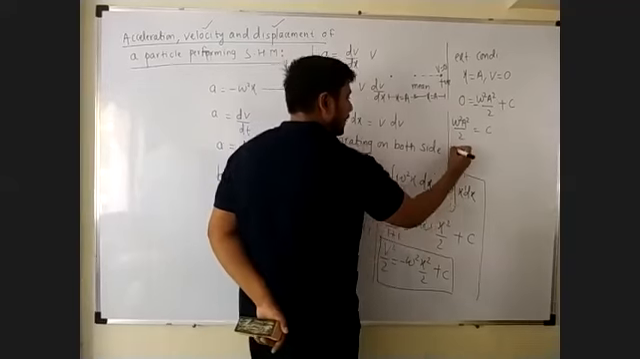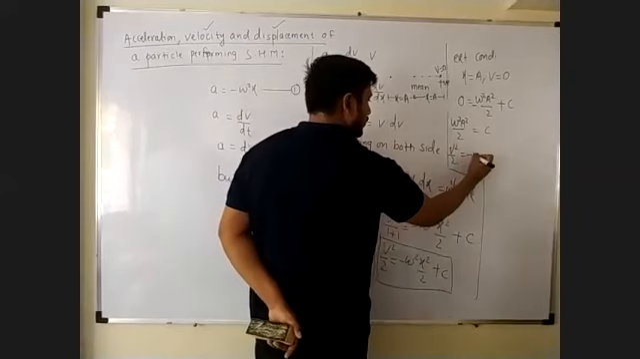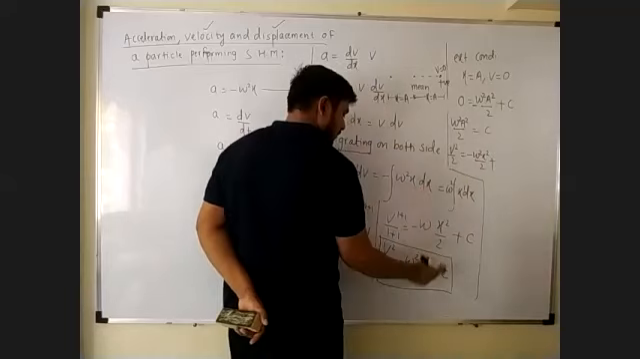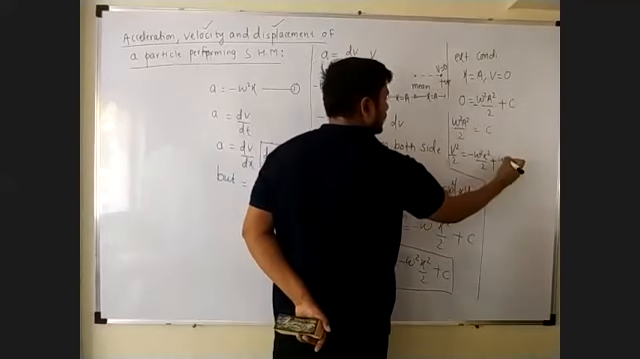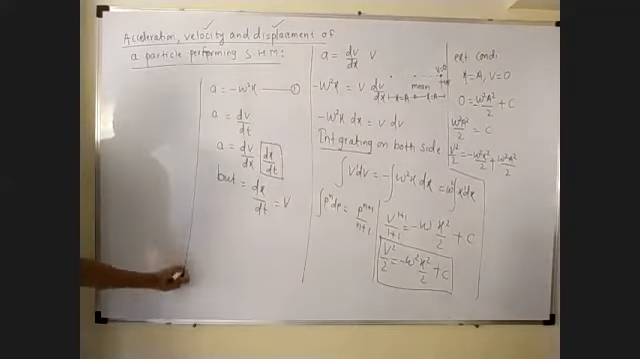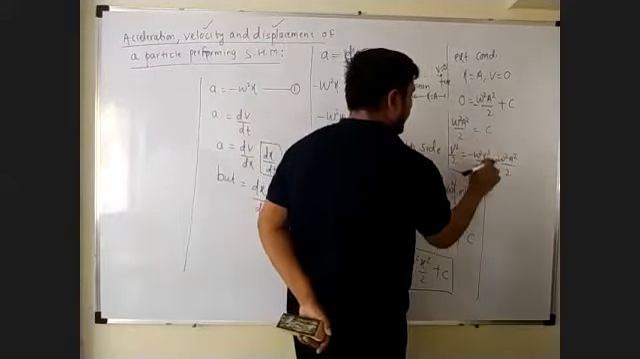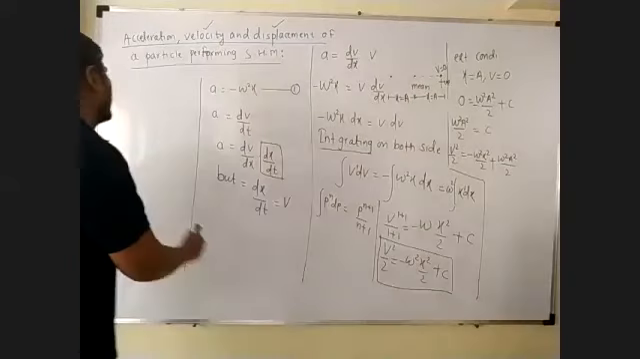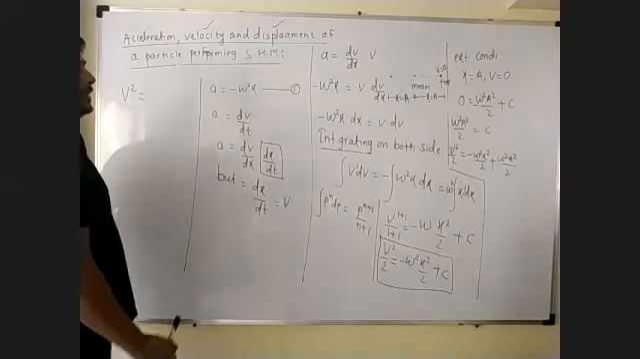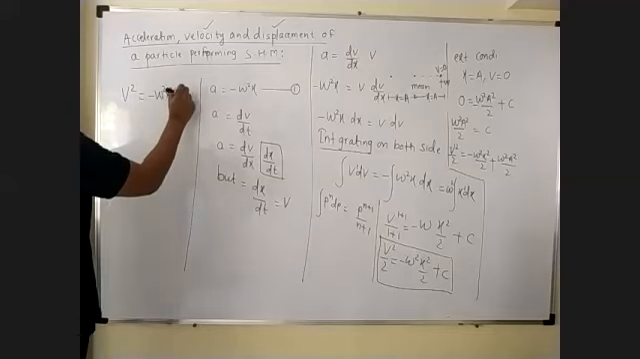V square by 2 as it is will be equal to omega square x square by 2 minus omega square x square by 2 plus, what is the value of c? This is the value of c, that is equal to omega square a square by 2. So this is the factor we got. I'm going to write that factor over here, right? So the 2 divided by 2 will get cancelled. What will remain over there? V square will be equal to minus omega square x square plus omega square a square.